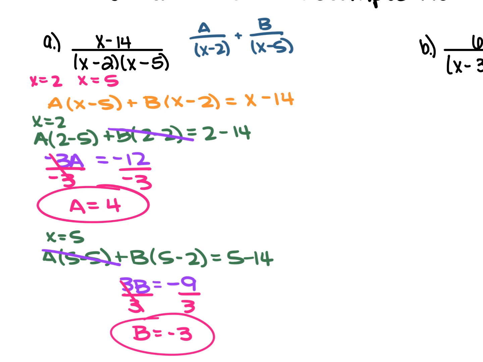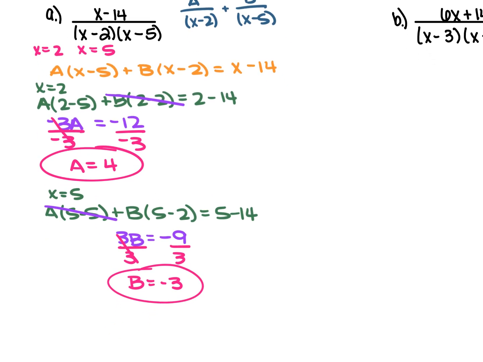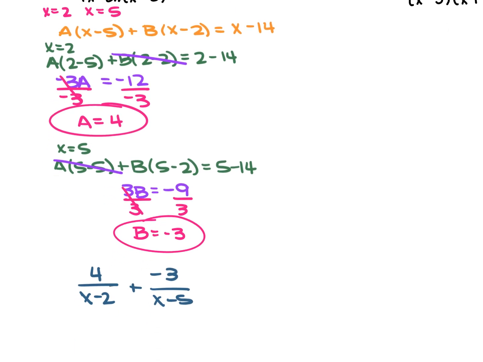So now you're taking the 4, plugging it in for a, plug in the -3 for b, and that will give you 4 over x minus 2 plus -3 over x minus 5. That's your answer. Let's put a box around it so you know the difference.